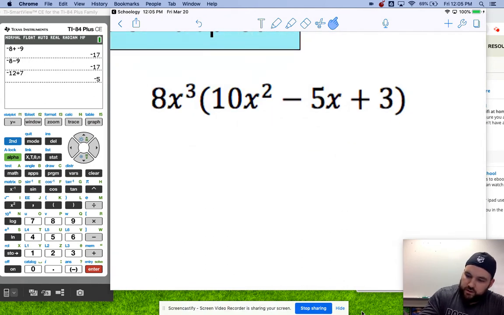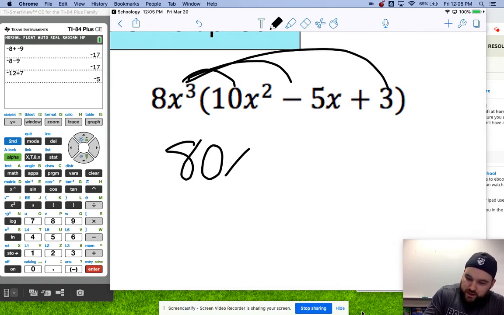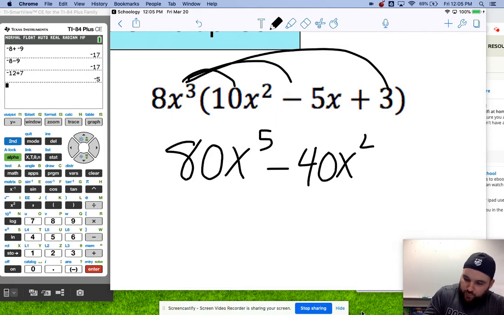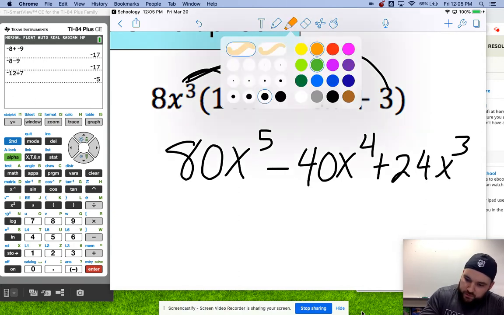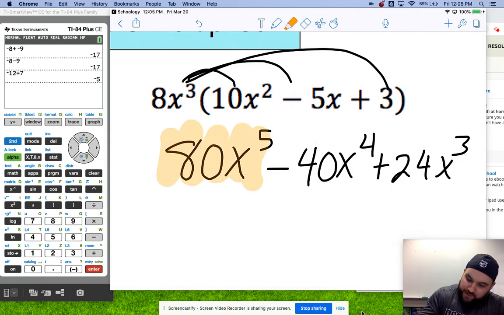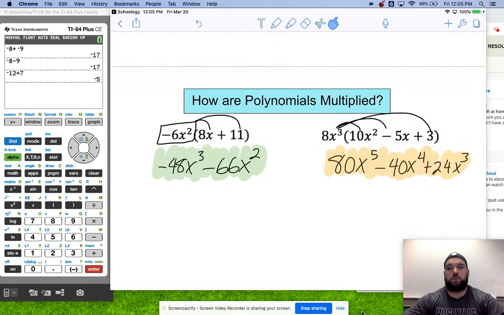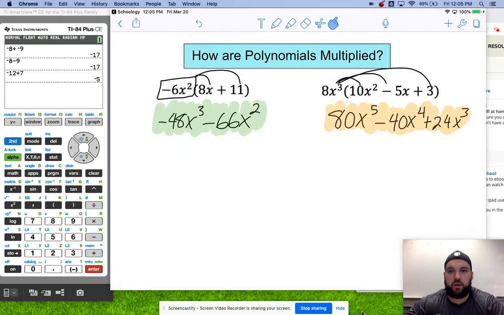Okay, then here I have a monomial, 8x to the third power, multiplied to a trinomial. So this would be 80x to the fifth minus 40x to the fourth, and then finally 8 times 3. 8 times 3 is 24, and that will remain x to the third power. Double check very quickly. I got powers of 5, 4, and 3, so we're good. Okay. So those are kind of how polynomials are multiplied.